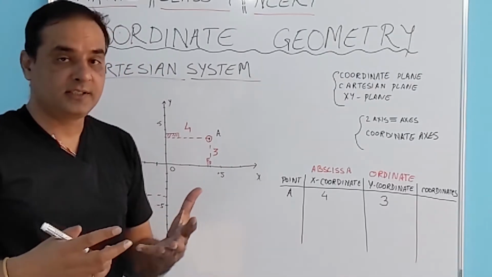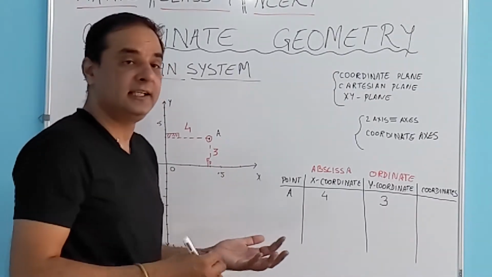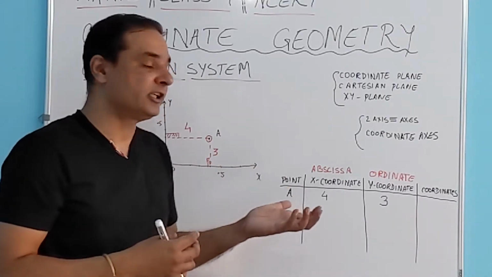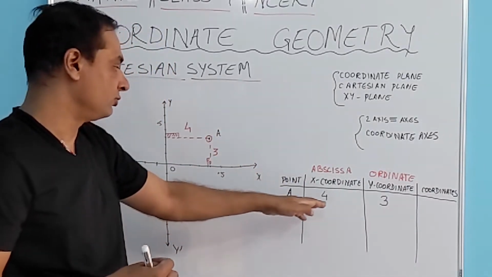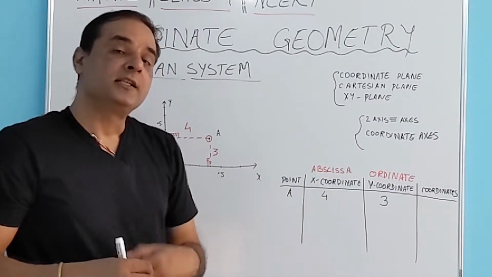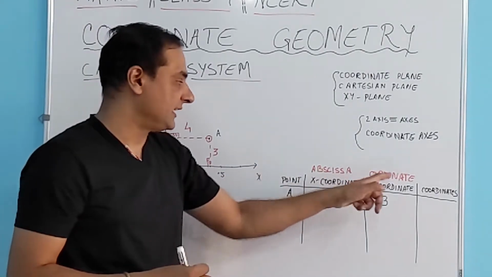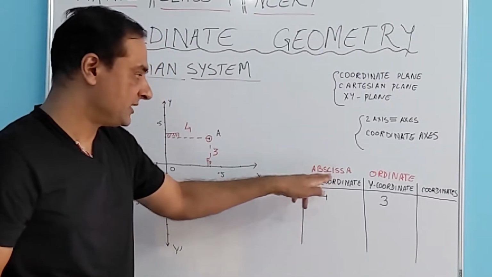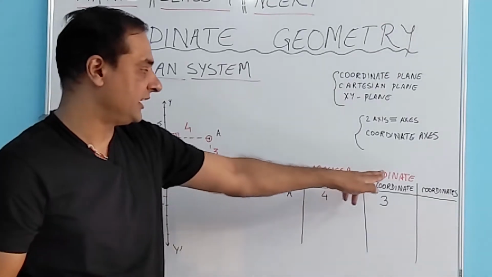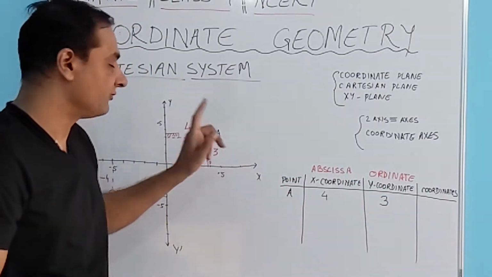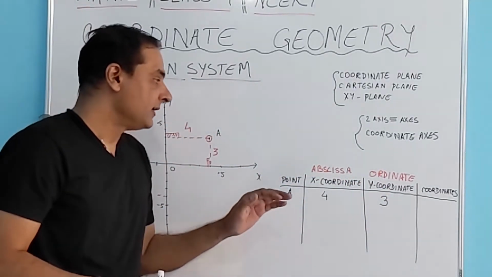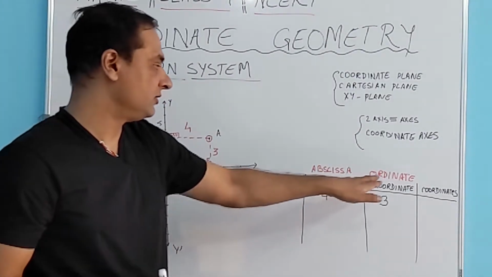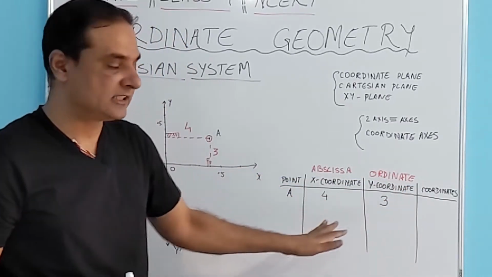So कल टेस्ट में एग्जाम में if the question says tell or let us know the x coordinate and y coordinate of point A, of course you know now that it is 4 and 3. The question may also come as what are the abscissa and ordinate for point A. So in that case you need to remember abscissa is nothing but the x coordinate and ordinate is nothing but the y coordinate of the point. Now we know abscissa is 4 or x coordinate is 4, ordinate or y coordinate is 3 for this point.